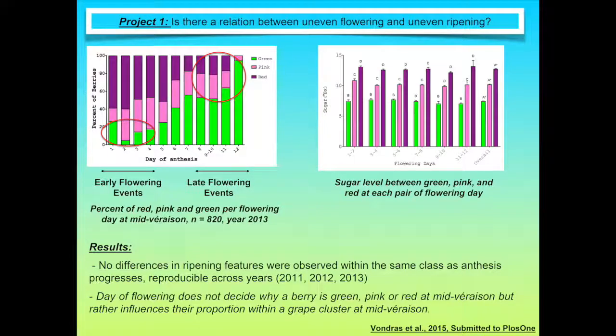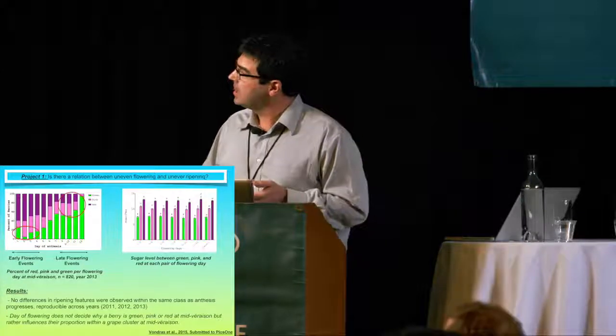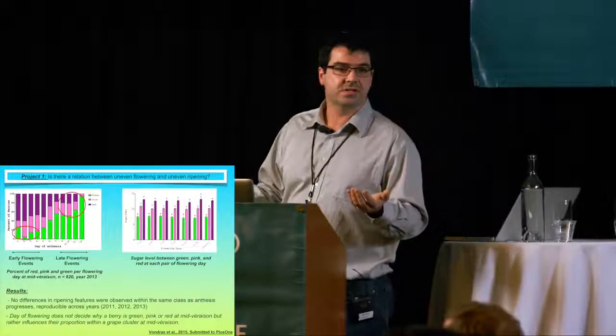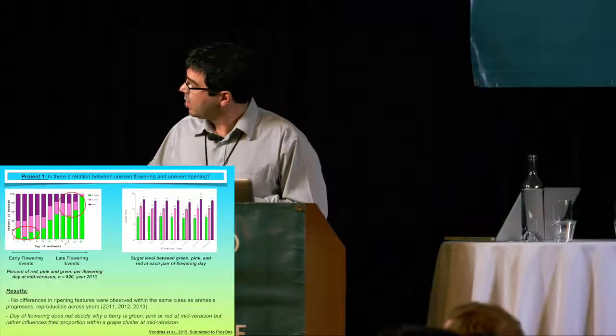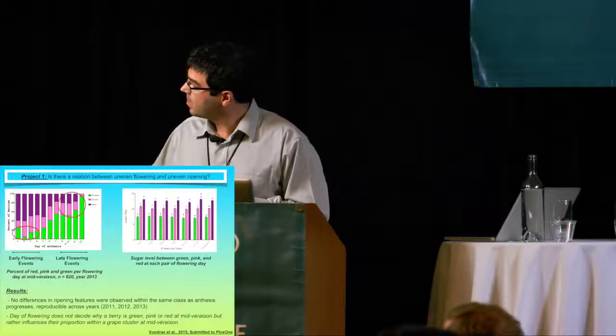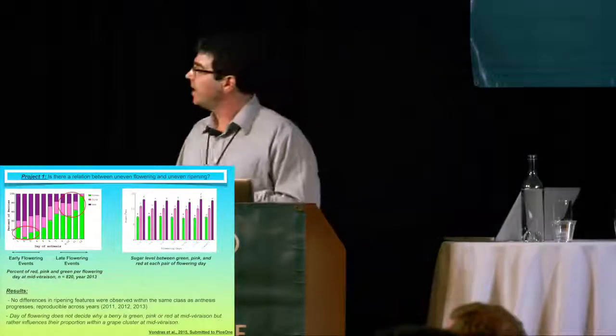Here on the left panels, what you have is kind of what everybody believes, that early flowering is going to give you a greater proportion of more advanced berries. In this panel, you have the day of anthesis versus the percentage of berries that emerge for each of these days of anthesis. But I want to stress these two circles here. It looks like even in early flowering, you have some berries that are still green. And on the opposite side, same thing with the late flowering: some berries are more advanced. So the relation between flowering and ripening is not as intuitive.